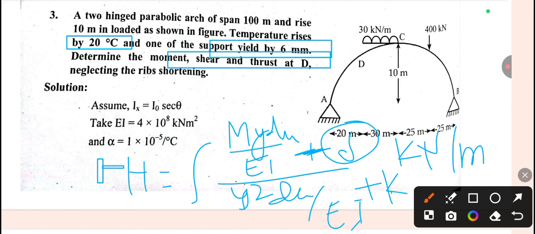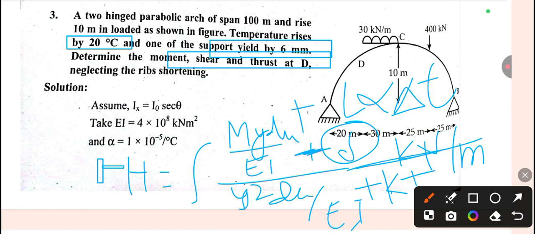Whenever the temperature is given in the question, we also have to add L alpha delta T in the numerator part. Never forget this thing. And if the rib shortening is given in the question, then we have to add L upon AE in the denominator part. Don't forget this. So these are the basic concepts.